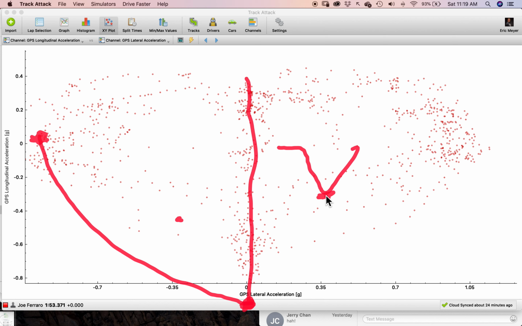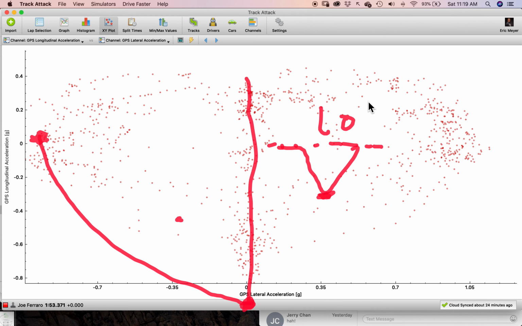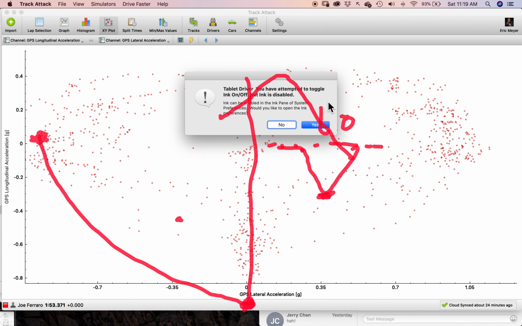That's what this is, right? That's what this is, right? Here's the zero line for the long G, right? You know when you hit the brakes, right? Here's our speed trace. And it goes like this, right? I'm going to rewrite that.